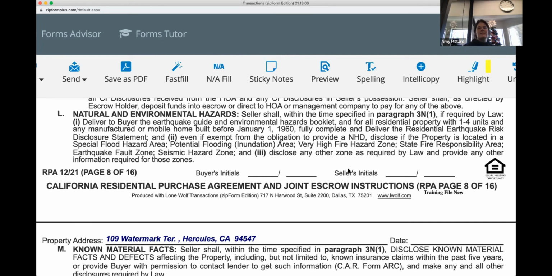That earthquake one is only for if the property was built before January 1st, 1960. So if it was built any time before 1960.